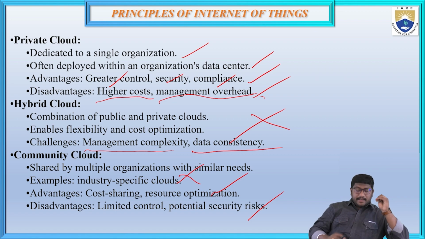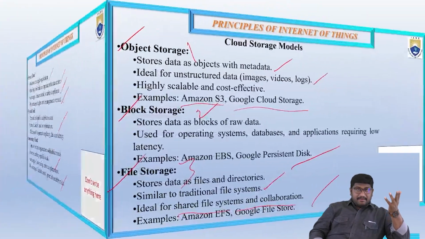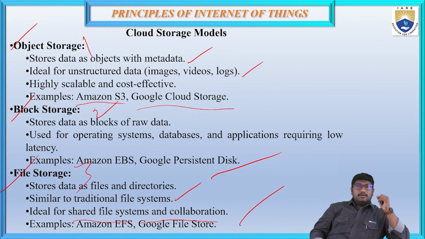Got it, guys? Now we'll move to the next thing, which is our cloud storage models. As I told you, there are three different storage models. The first one is the object storage model. The second one is the block storage model. The third one is the file storage model. These are the three different kinds of storage models which exist in the cloud, guys.